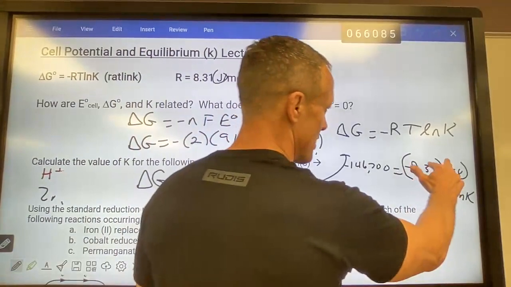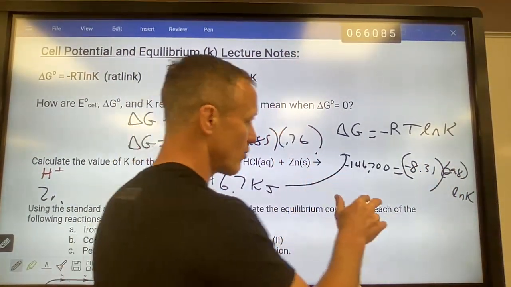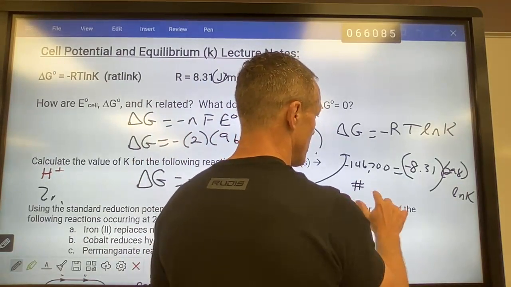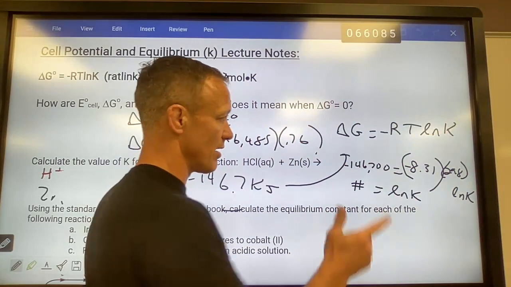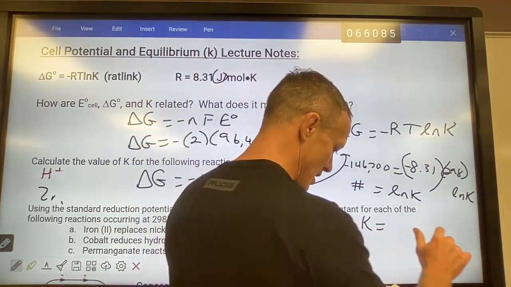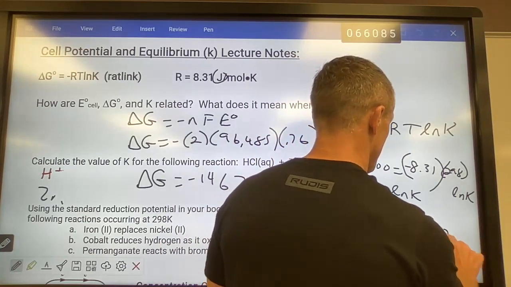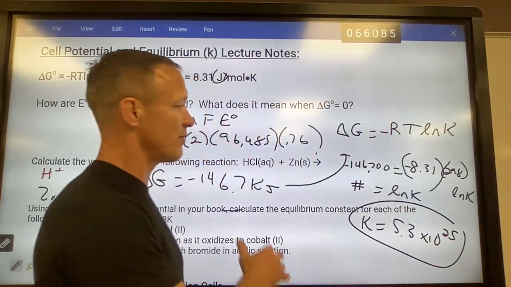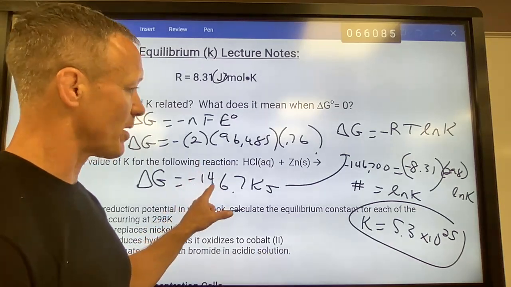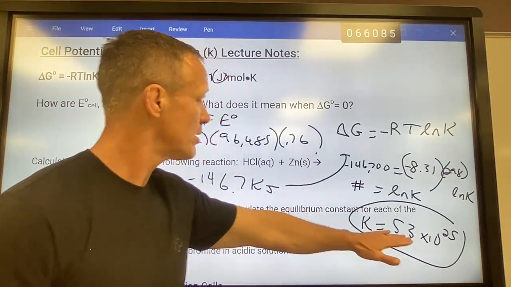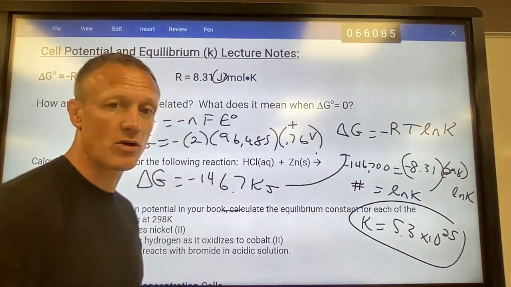So we need to multiply these, divide the other side, and we're going to end up with some number equals ln K. Hit second function, ln of that number. I got a K value of 5.3 times 10 to the 25th. Huge K value, meaning that reaction goes to completion in the forward direction. Negative delta G means it's spontaneous, K bigger than 1. Okay, positive cell potential voltage. Those all kind of go hand in hand.